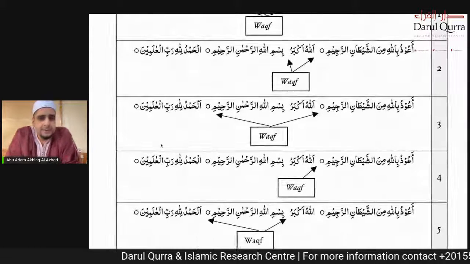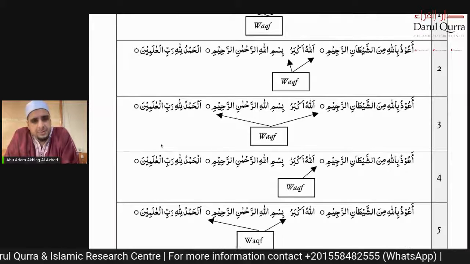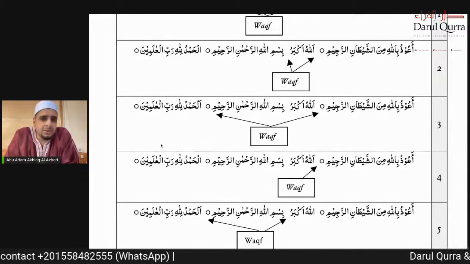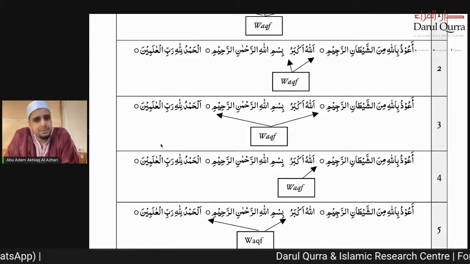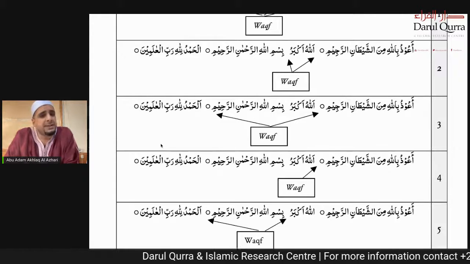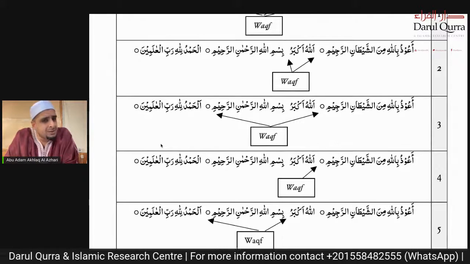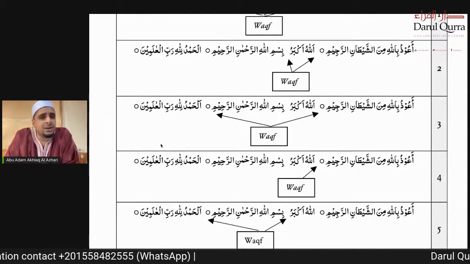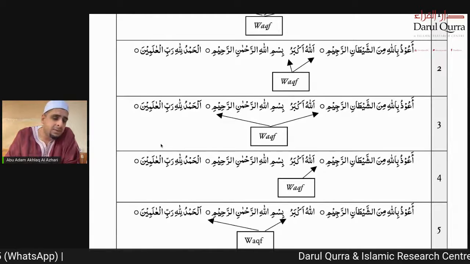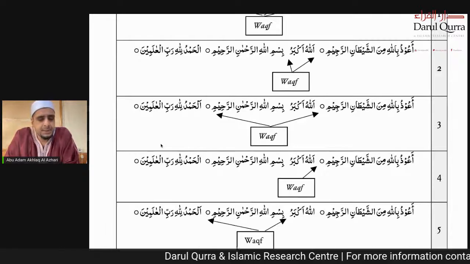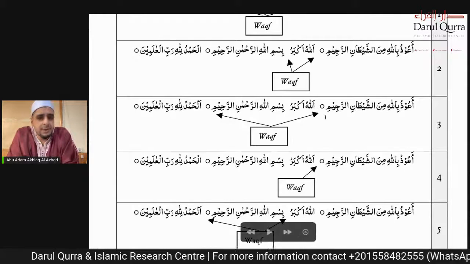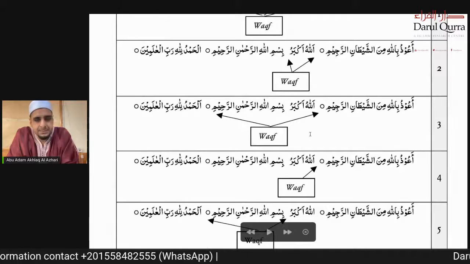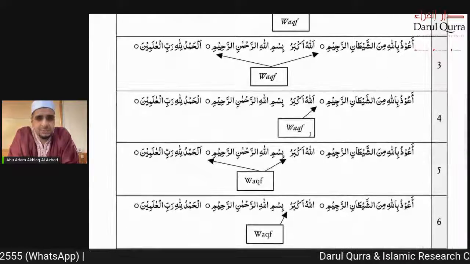Scenario number three. We can do waqf after the ta'awudh and waqf after basmala. So, a'udhu billahi minash shaytanir rajim. Breath. Allahu akbar bismillahir rahmanir rahim. Breath. Alhamdulillahi rabbil alameen. Tamam. So what we've done here, waqf after ta'awudh, waqf after basmala, and joined the takbir with basmala. This is aam, anytime, any surah.